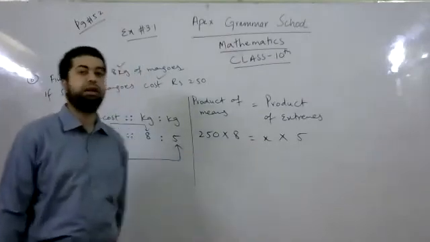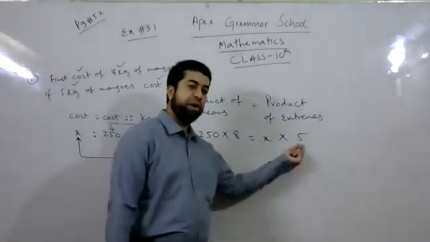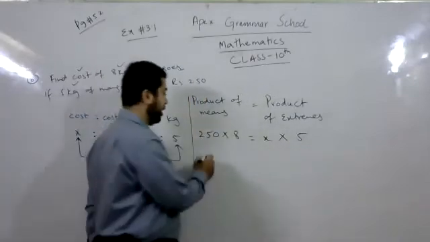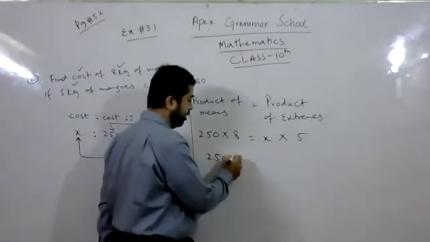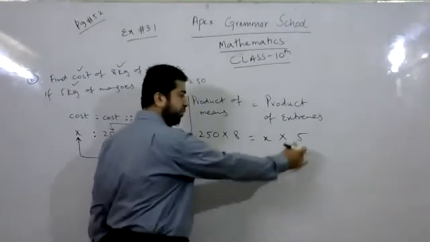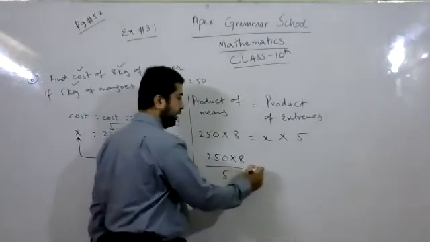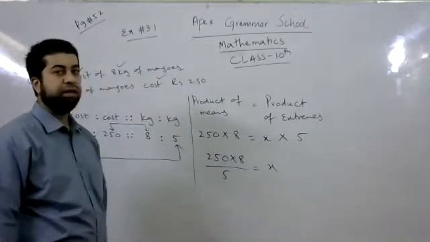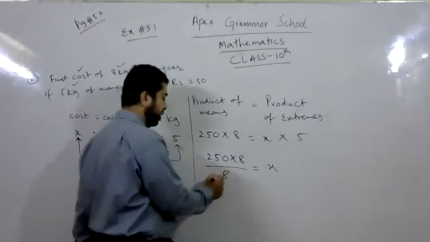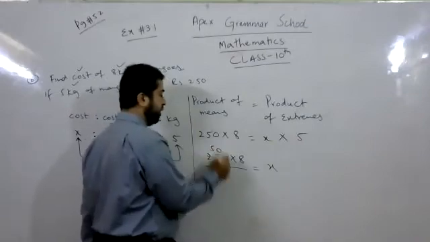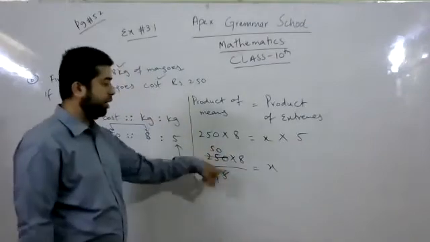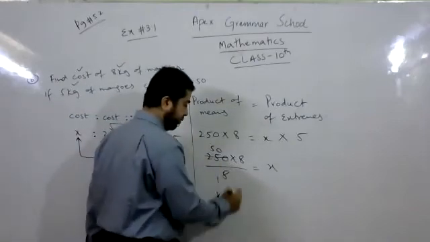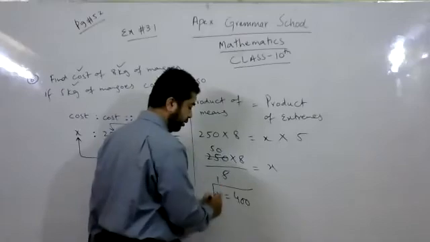So x is here. 5 is multiplying, so we're going to divide. You can say that 250 multiplied by 8 divided by 5 is equal to x. Now you can find easily the value of x. 5 5s are 25 and 0, so 50 multiplied by 8, that is x. 8 5s are 40, so 400 rupees.